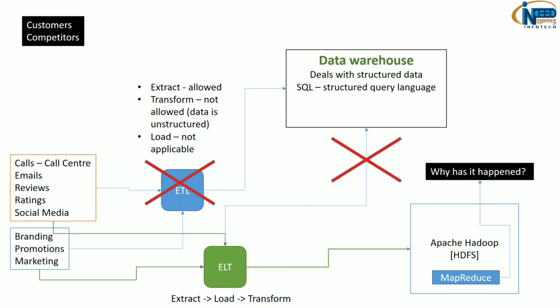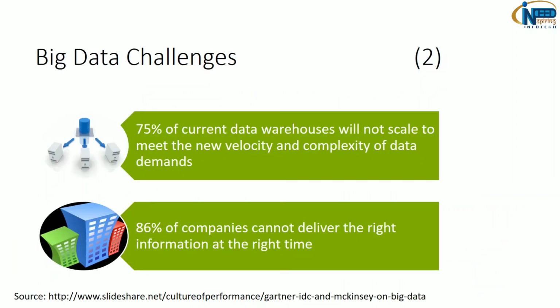So now I believe you understand what the challenge is. The challenge is that we have a lot of unstructured data, and that data cannot be handled by traditional tools like the data warehouse. So we need something new like Apache Hadoop. Some more statistics of the challenge: 75% of the current data warehouses are not able to scale up to the new velocity and complexity of the data demands. 86% of the companies cannot deliver the right information at the right time.